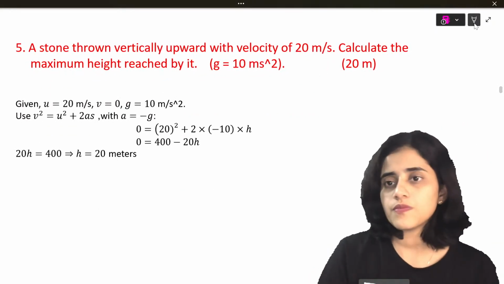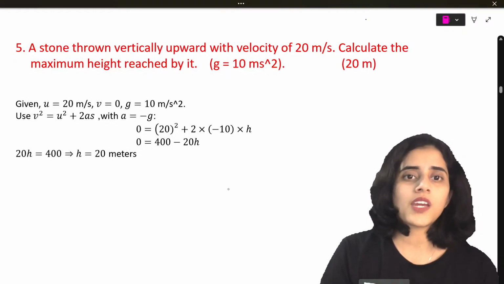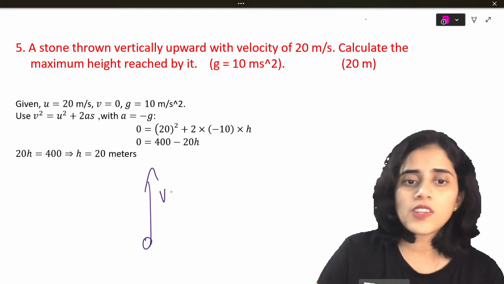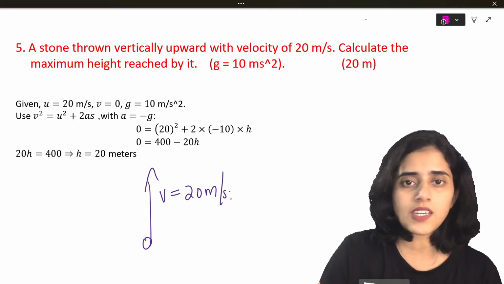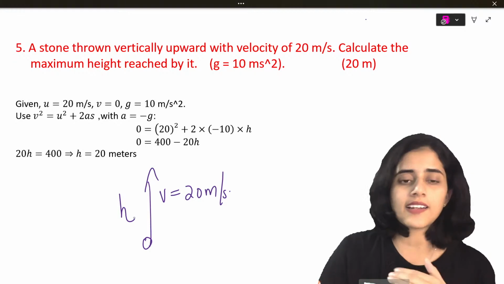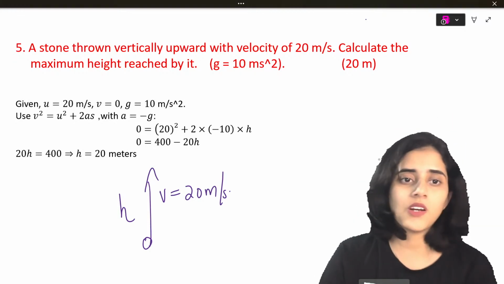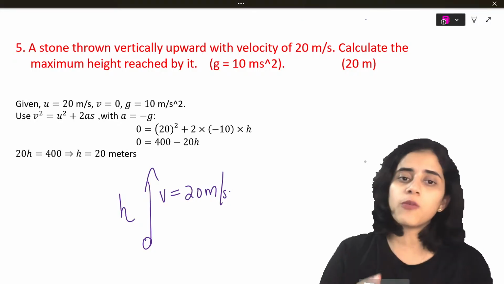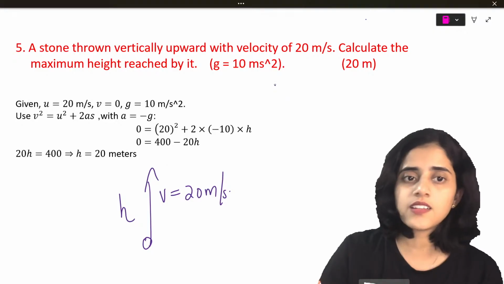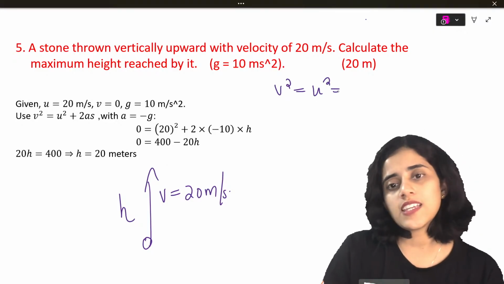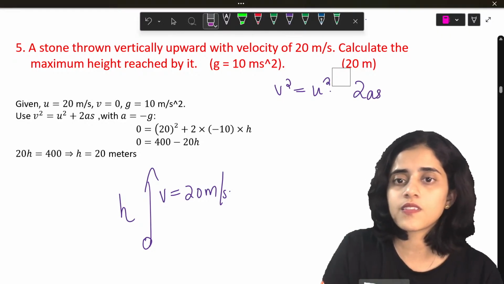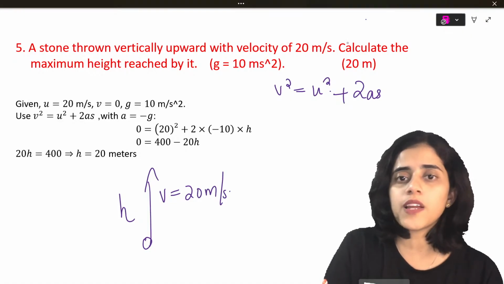Next question. 2 or 3 marks. A stone is thrown vertically upward with a velocity of 20 meters per second. Calculate the maximum height reached by it. So we have to calculate the maximum height. Again, the only formula relating acceleration, velocity and displacement is v square is equal to u square plus 2as.